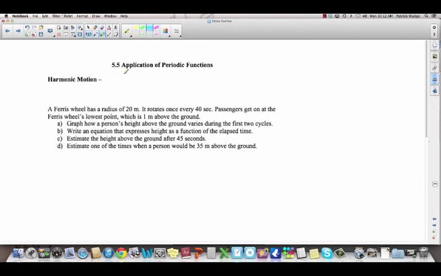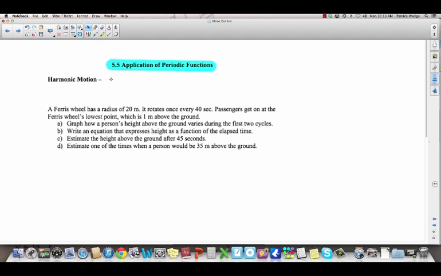It's always exciting to get to the end of a chapter, isn't it? Except then you realize, uh-oh, the end of the chapter means application time, word problems. I don't know why it doesn't say applications this time, but that's what it says in your workbook, so that's what I went with. Okay, so what we're going to be looking at with these applications is harmonic motion.